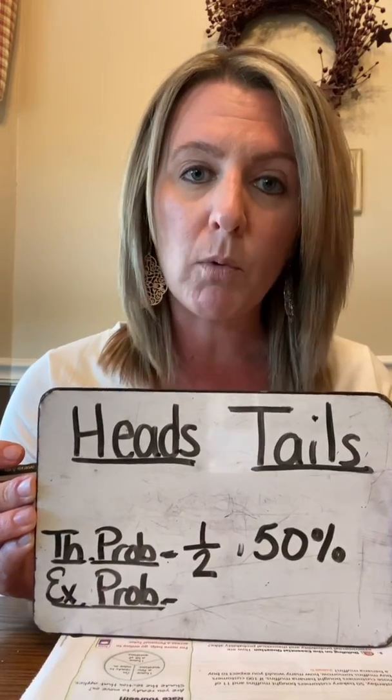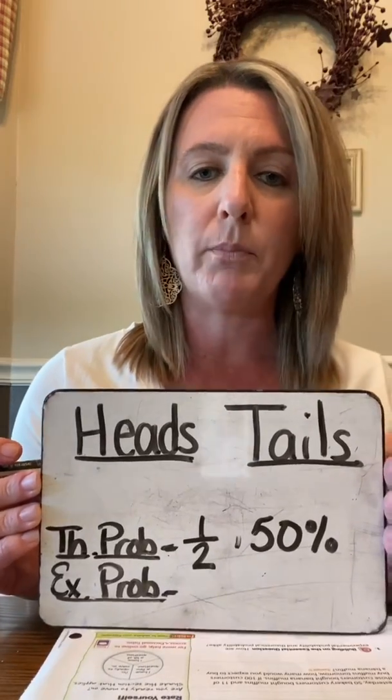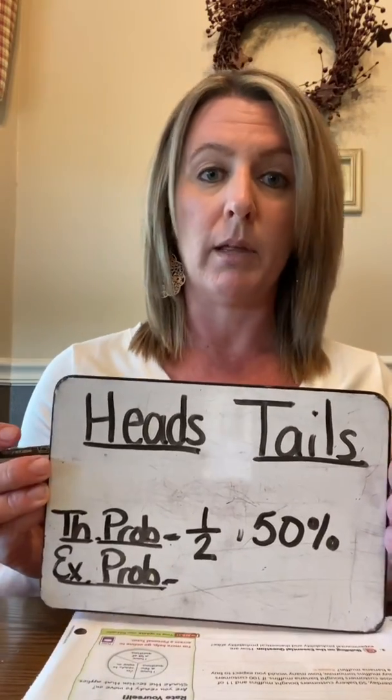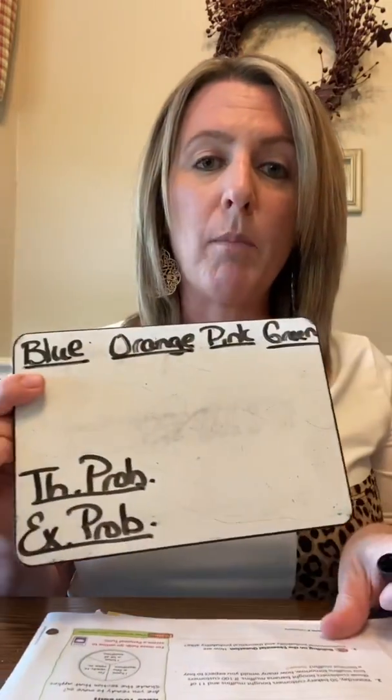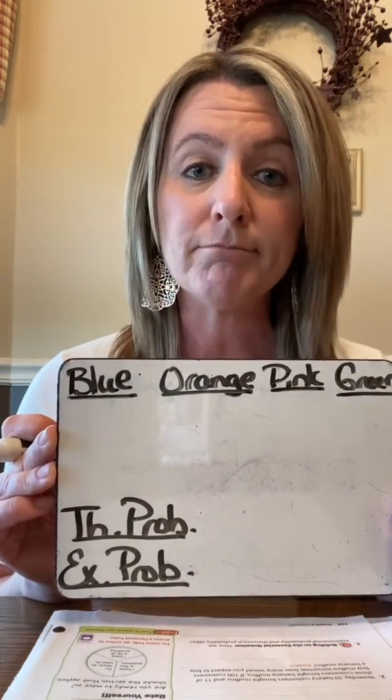So in just a moment, we're going to test this out. We're going to do 10 tries and see if our experimental probability lines up with our theoretical probability. We're going to compare them, okay? The other experiment we're going to do has to do with these 4 candies in this bowl. There are blue, orange, pink, and green. Now, in just a moment, I'm going to have the boys randomly choose a candy 8 times, okay?